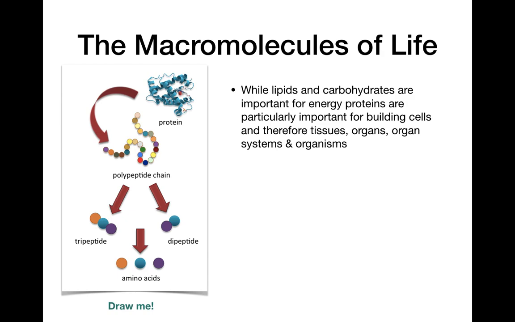Okay, so lipids and carbs are important for energy, but proteins are really important for building cells and building enzymes. And if they're for building cells, then they can build tissues, organs, organ systems, and organisms. So the entire hierarchy of life is based on proteins, which are another carbon compound. And the energy to make those cells and make them function and metabolize comes from lipids and carbs.